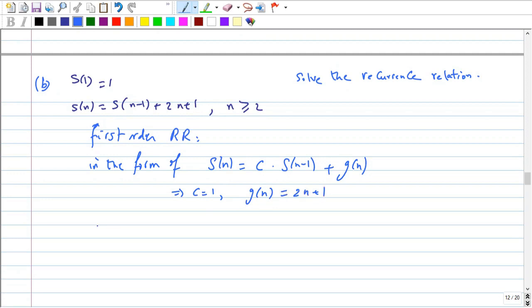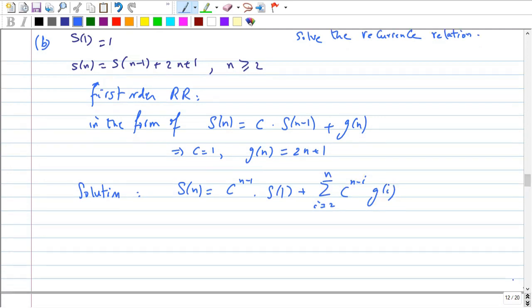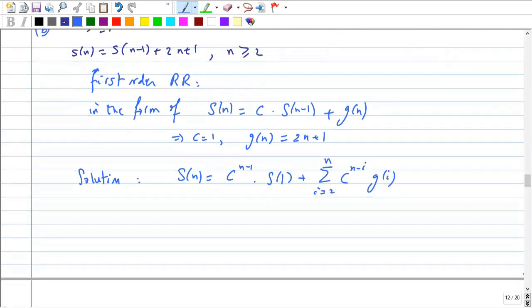Now the general solution would be S sub n equals C to the power n minus 1 times S1 plus sigma i goes from 2 to n of C to the power n minus i times G of i. Okay, so let us replace. C is 1, so 1 to any power is 1. S1 in this case is 1 as well.